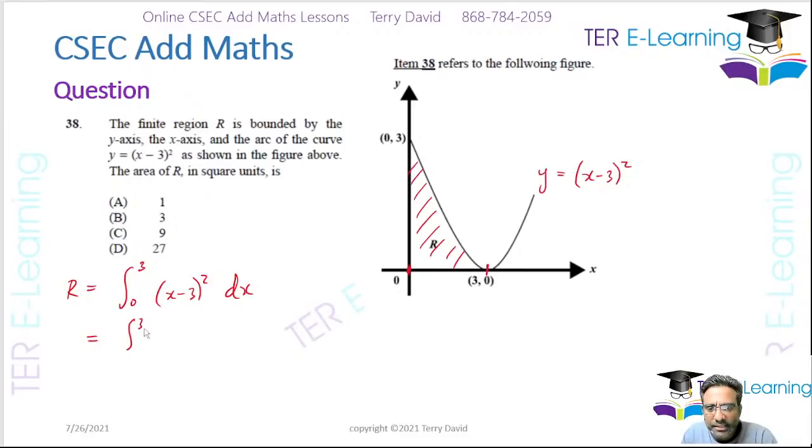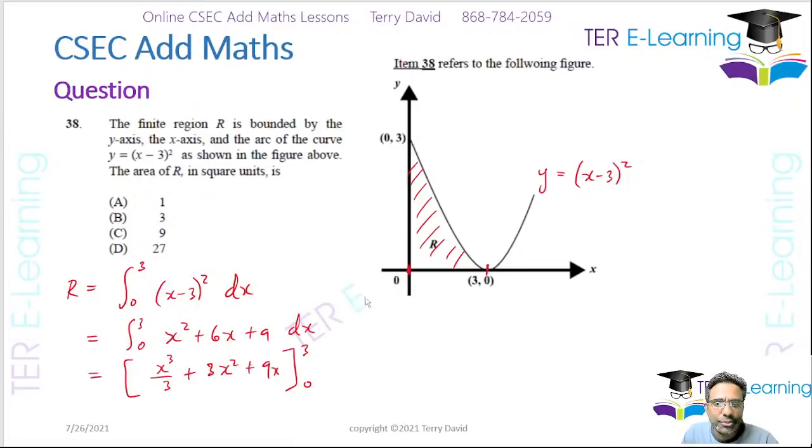Actually, let me just expand it, not to confuse too many people. So if I expand this, it's going to be x squared plus 6x plus 9 dx. So let's integrate this in simple form. This is going to be x cubed over 3, plus, when I integrate 6x, it is going to be 3x squared, plus 9x. And the limits we're using here would be 3 and 0.